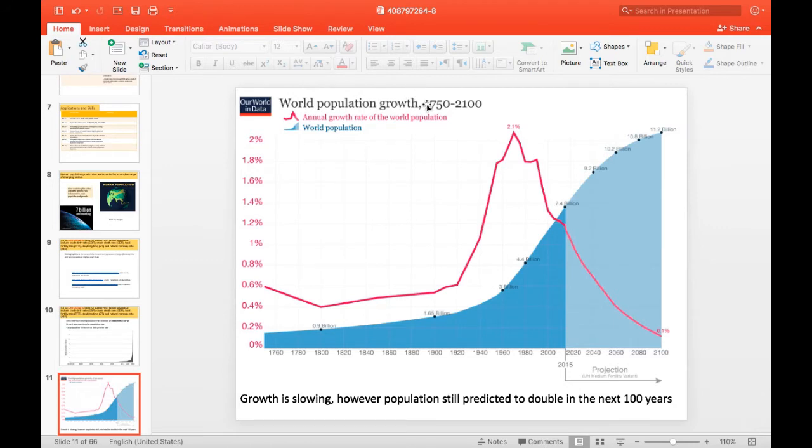World population growth between 1750 and 2100. So we have a prediction here because it's talking about 2100, right? In the red line, we have the annual growth rate of the world population. Every single year, how population is increasing, right? And world population: we have a percentage of how world population is increasing from 1760 to 2100. We have the prediction in this space, okay?